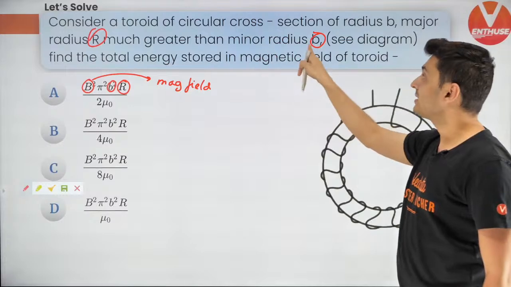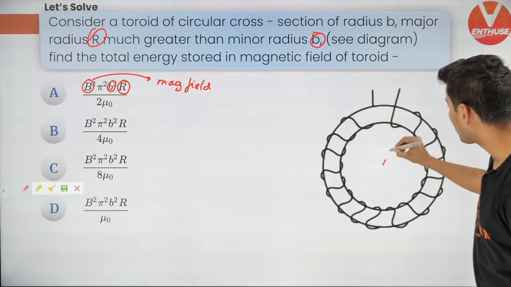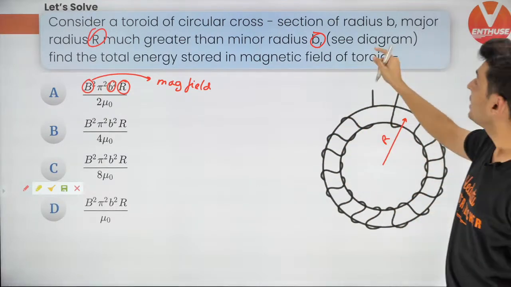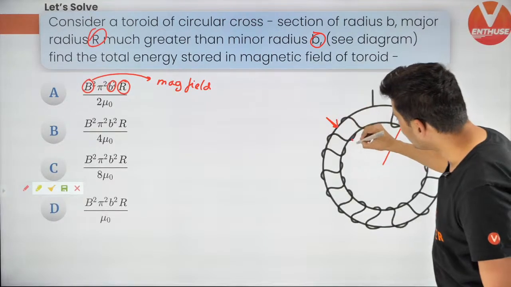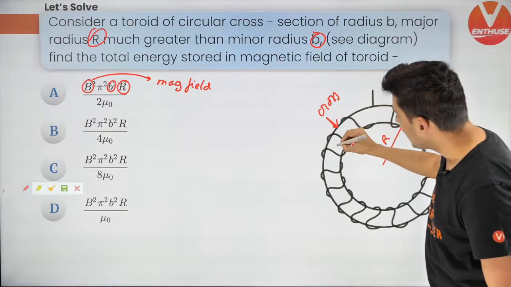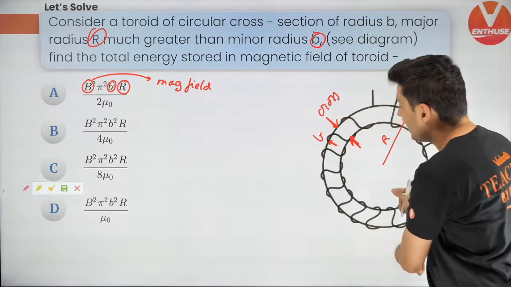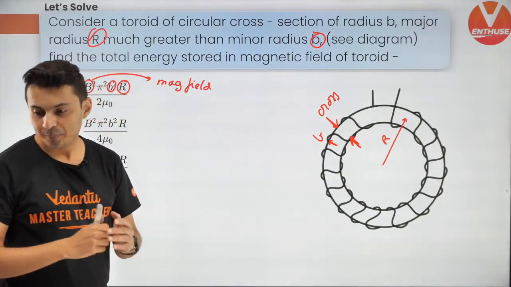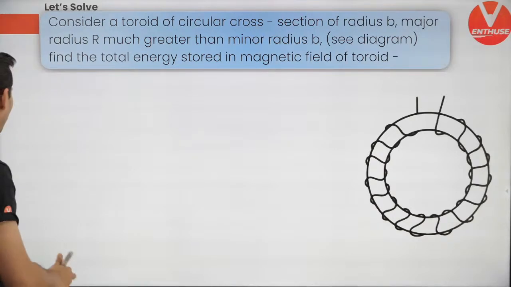Now what is this radius and what is this radius? Let me clarify that. That capital R is this radius, the radius of the toroid, and this cross section, all right, this is that cross section. That cross section has a radius of b. It's a small circle, so that has a radius of b. I hope you understand that. Cool.